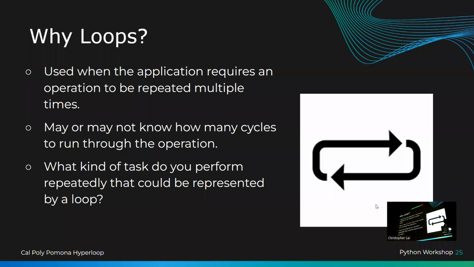Loops are mainly used when the application requires an operation that you can repeat multiple times. It's like if you have a process that you want to repeat and it's the same exact process every single time, then you will use a loop. Something like you wake up every morning, get out of bed, brush your teeth, have breakfast, and go to school. If you do that every single day, that's a loop, right? You may or may not know how many cycles to run through the operation. For some loops, you might not know when to stop, or if you do some repeated operations, there might not be a stopping point.